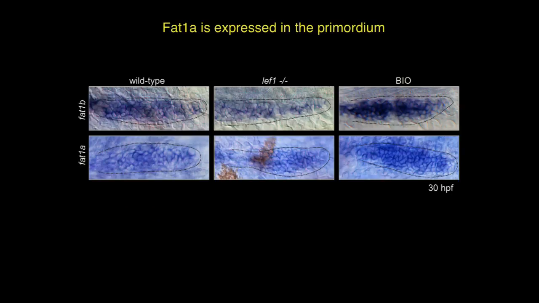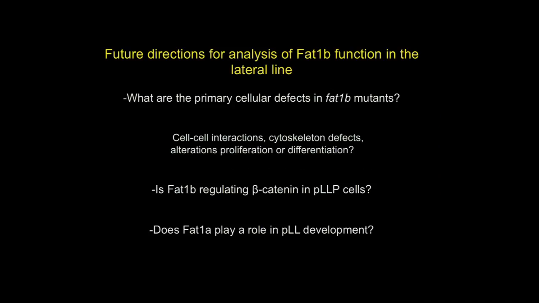In addition, in zebrafish, as is a common problem, the FAT1 gene was duplicated, so there's also a FAT1A in fish, which is expressed within the lateral line primordium. It may not be Wnt sensitive, although I do see some upregulation following BIO treatment, but it may play a compensatory role for loss of FAT1B. So it would be very interesting. I'm in the process of knocking out FAT1A to see what a double mutant looks like.